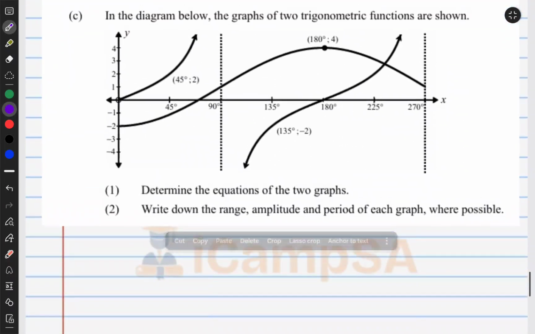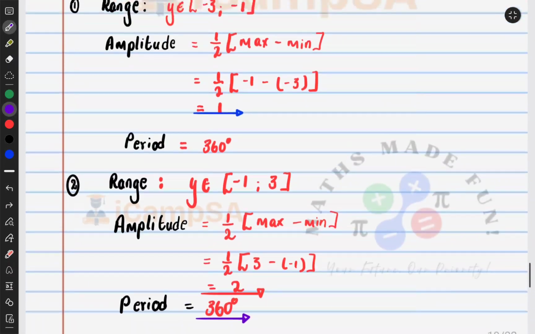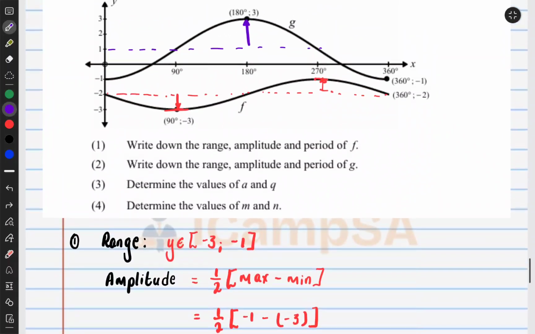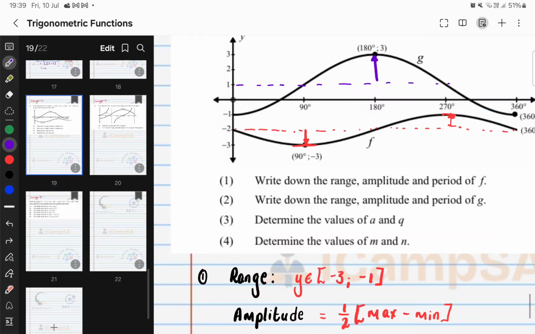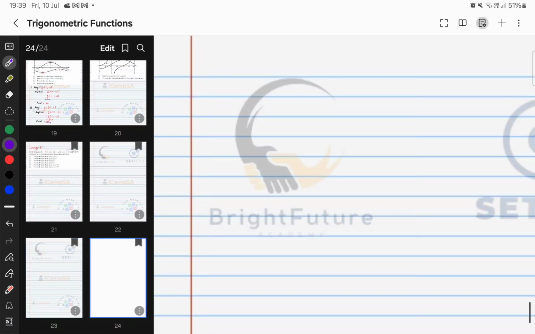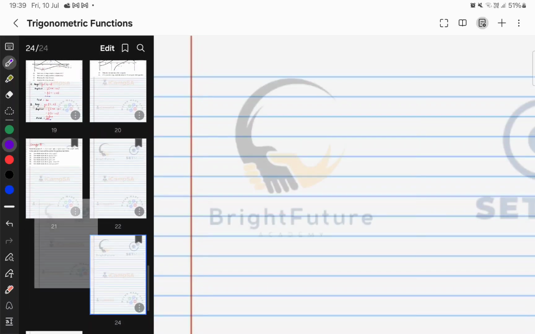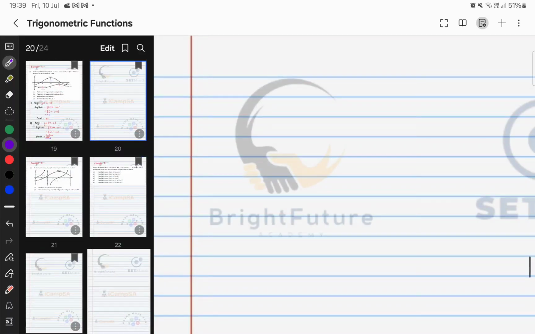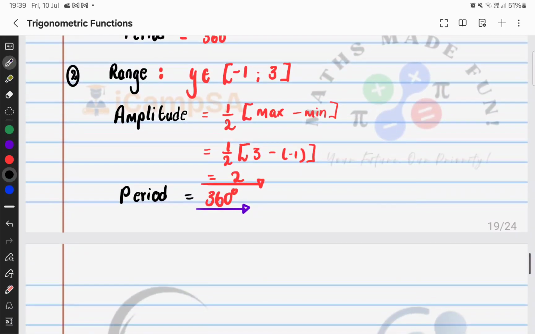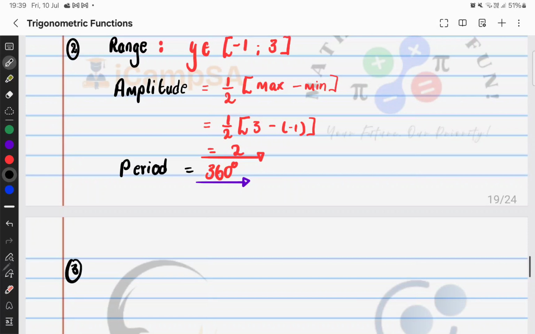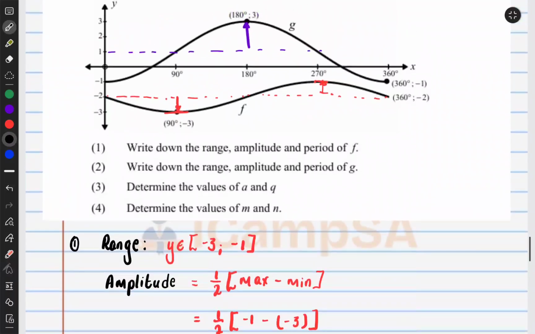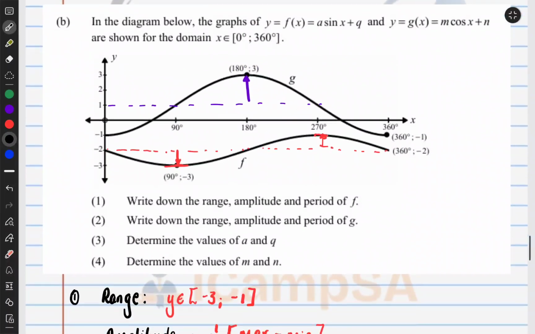That is number 3, values of a and q. Let me add a page for this. We're going to need one here, and we're going to need one there. Okay, so for number 3, let's start. We start with a and q in the sine function.